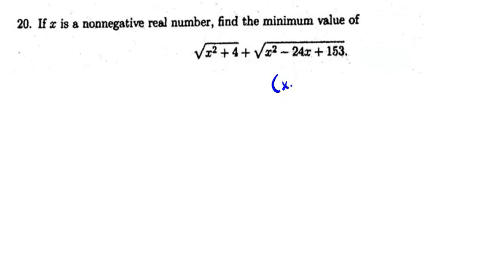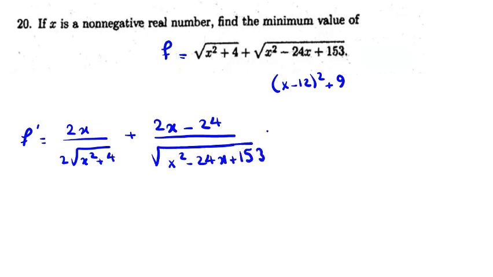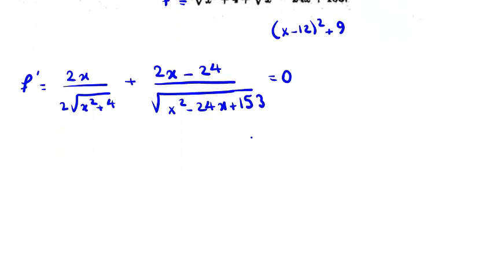For this one, you can say it is x minus 12 squared plus 144. 144 plus this will be 9. So all x is satisfied. So we don't have endpoints. We need to differentiate. Let me consider this one f. So f prime will be what? It will be 2x over 2 times the square root of x squared plus 4, plus 2x minus 24 all over 2 times the square root of x squared minus 24x plus 153. Now we consider it equal to 0.